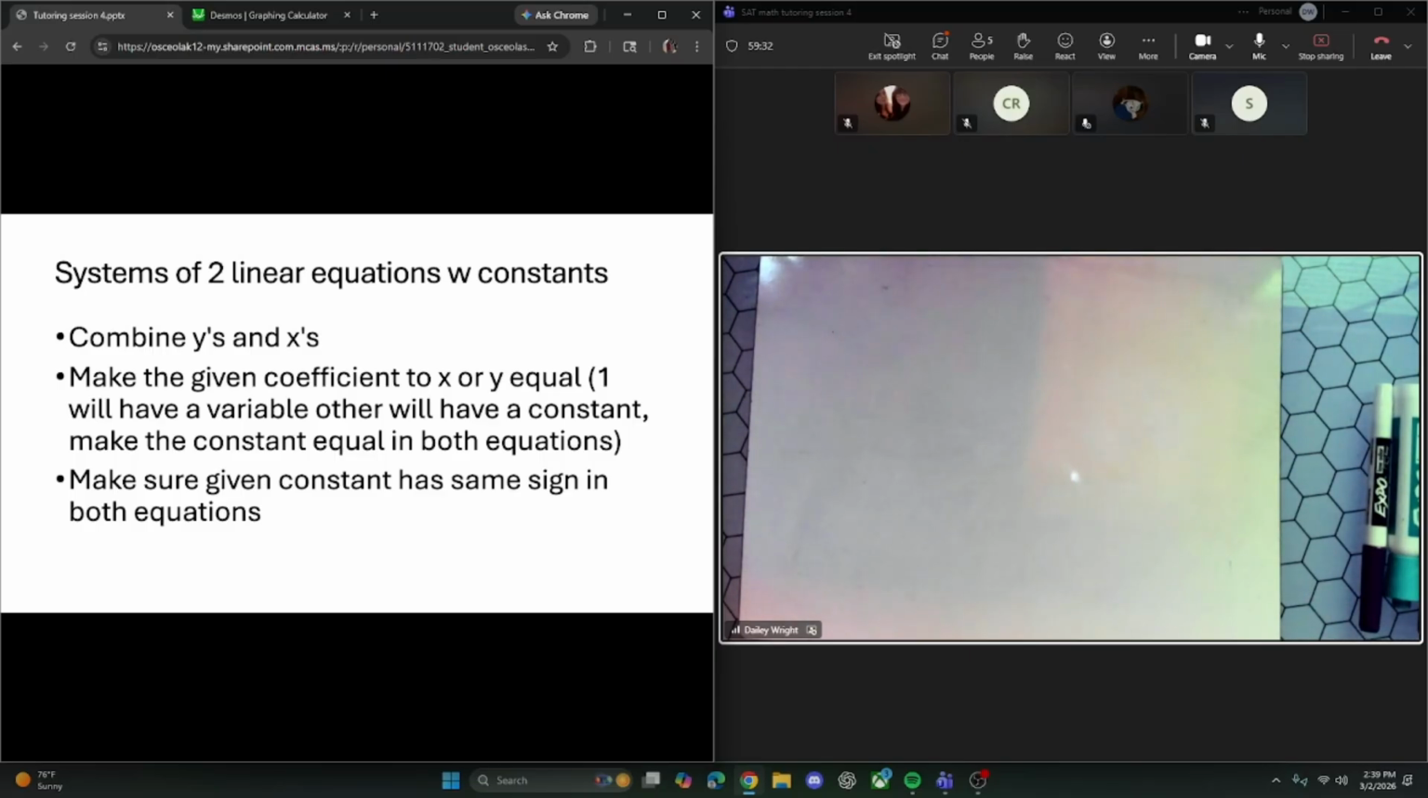So for systems of two linear equations, when you have these constants, you want to simplify the equations as much as possible, because that's going to show you what you need to do with the constants. Make the given coefficient to x or y equal. I'll show you what that means when we do the first problem. One will have a variable and the other will have a constant. Make the constant equal in both equations, and then make sure the given constant has the same sign in both equations. So let's go to a practice problem.